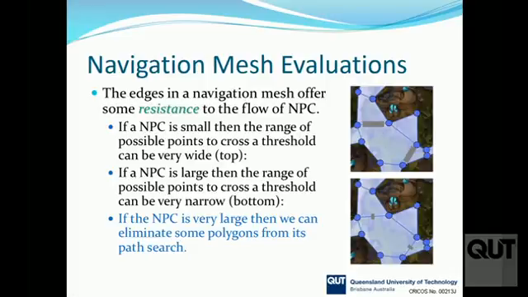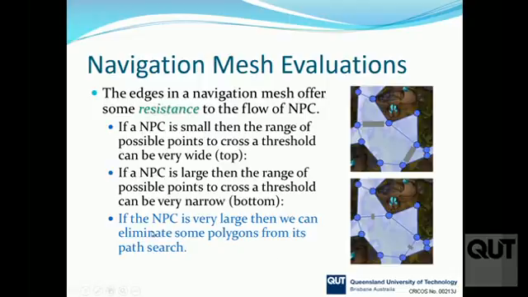So we can include ideas like resistance. So an edge in a navigation mesh offers some resistance to the flow of an NPC. So if the NPC is smaller, then the range of possible points that it could pass through is quite wide. However, if the NPC is very large, then the possible places where the NPC could move across a boundary is very narrow. And in fact, if the NPC is too wide, you might calculate this threshold as something that's 0 or negative, indicating that, in fact, your object could not pass over that way.